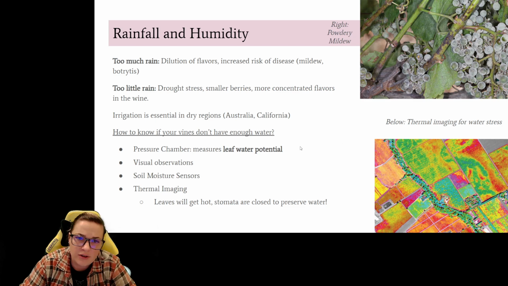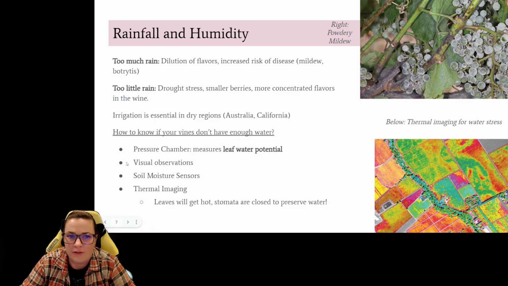So you might have to irrigate depending on where your vineyard is. So California, lots of irrigation. Australia, lots of irrigation. Some other parts of the world, maybe not so much, right? So it's good to know. So how do you know if your vines do or do not have enough water, right? So one, we can use a pressure chamber, which will measure your leaf water potential and tell you how much water is present in the leaf, and then you'll know based off of that potential number if it's in a good, happy zone or if it needs more irrigation, right?